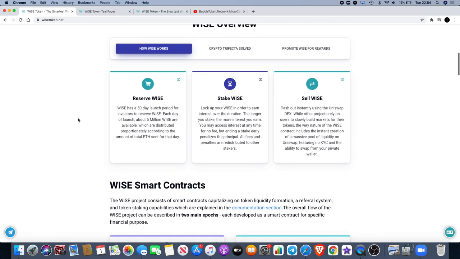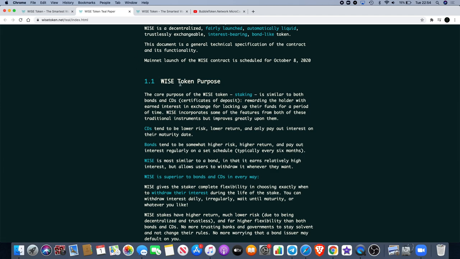So first of all, let's just read this little bit. It says, lock up your Wise in order to earn interest over the duration. The longer you stake, the more interest you earn. Now, you actually earn roughly about 3% on staking. So you can earn much more in the referrals because you get 10%, like we said. If you are staking this over a long period of time, there's a lot of money to be made as well. When you stake, the LP tokens get burnt and it locks you in for a certain amount of time, but you can withdraw the rewards at any time. I believe that's correct anyway.